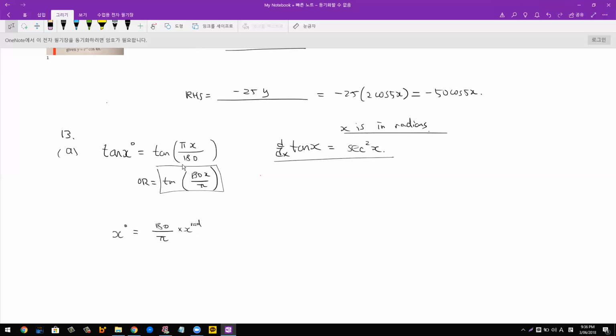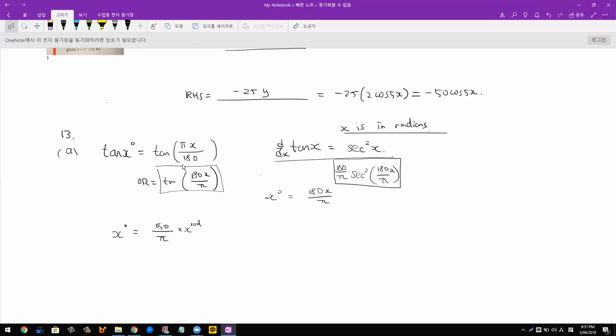Is that the case every time? Whenever you have x degrees, I think you should convert that into 180x over pi, but it might be the other way around. All you have to do is, when you differentiate this, you get sec squared, and then this is 180x over pi, and you have to multiply by the differentiation of the inside, which is 180 over pi. So I believe this is the answer.